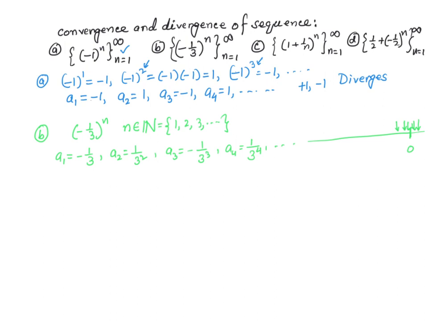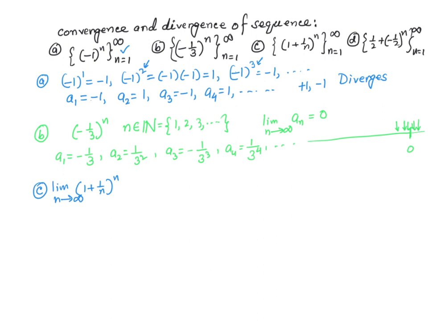So the limit as n approaches infinity of a sub n is just 0 here. The next one is C, and that is 1 plus 1/n to the power n. So we need to find the limit as n approaches infinity. What value does it approach?